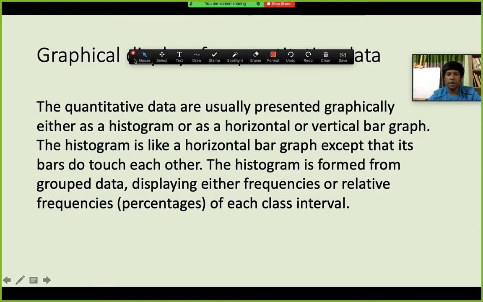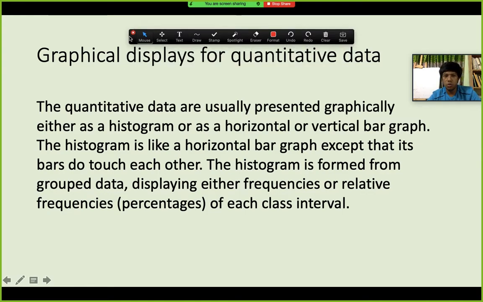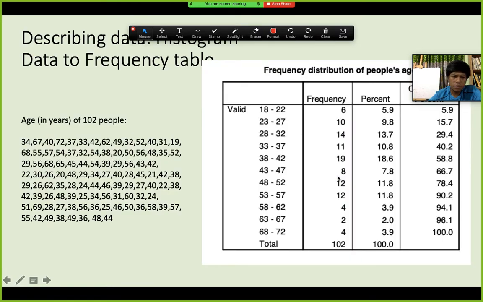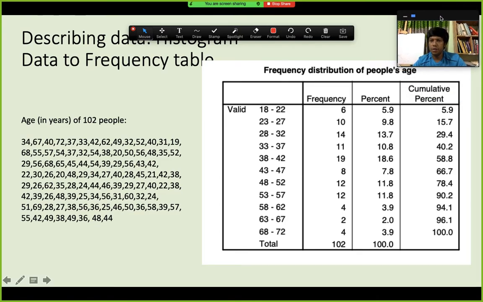Now for quantitative data, one very useful way is to work with the histogram. How to do it with the histogram? Let's look at the example. Actually, we have a lot of data here. Age of 102 people. Suppose in some sample, in some place we are taking this study, we asked people what is your age, someone said 34, someone said 67, someone said 40, someone said 72, and these are their answers. Now we need to make a chart first of all to make a histogram.